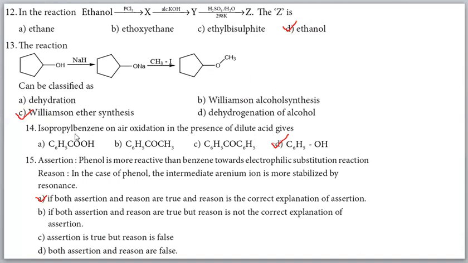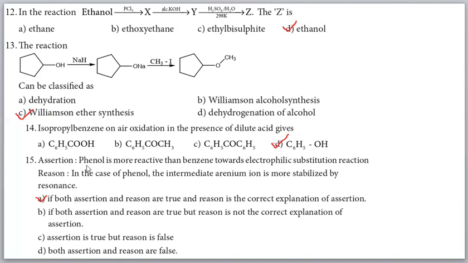Then isopropyl benzene, that is cumene, on air oxidation in the presence of dilute acid, forms cumene hydroperoxide, which then reacts with the dilute acid to form phenol. This reaction we already studied in the manufacture of phenol.